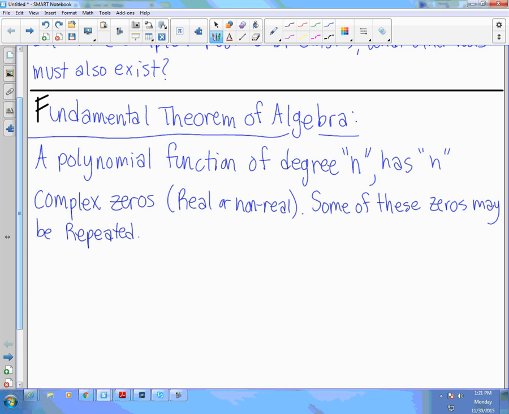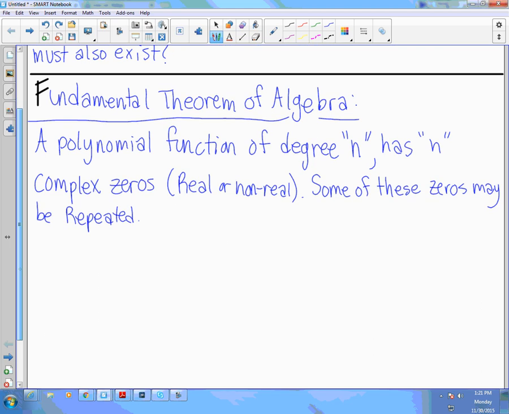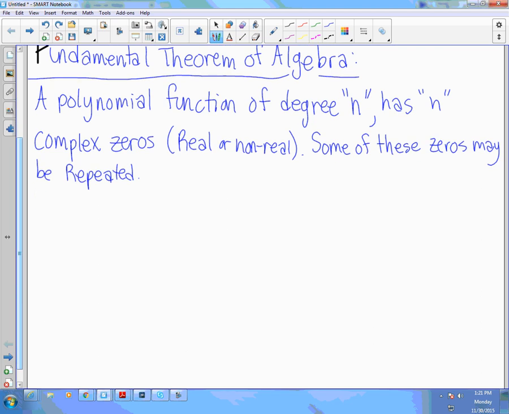Right? So if I take a polynomial with degree 5, it has how many solutions? 5. If I give you a polynomial with degree 3, that means the highest degree is a 3, as a cubic function, it has how many solutions? 3. And these can be a combination of both real and non-real. So the real ones would be x-intercepts. The non-reals are still solutions, but they don't represent x-intercepts. Okay? So, that is the fundamental theorem of algebra. We want to use that to help us figure out if we found all the roots.